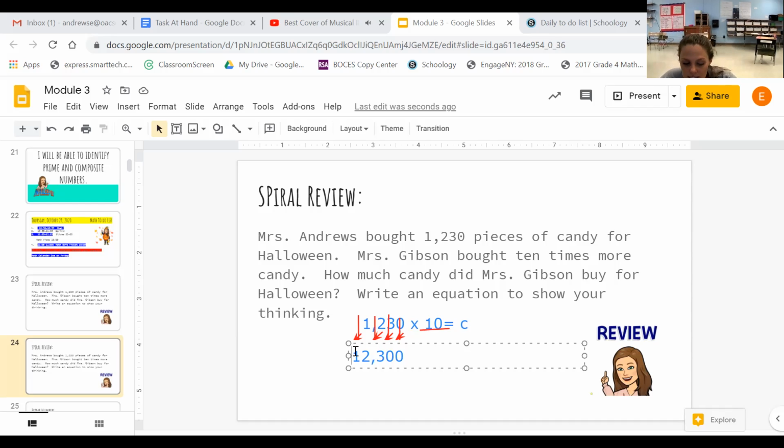So I would have C equals 12,300 pieces of candy. And I could say something like Mrs. Gibson has. So that's 10 times more. It's moving all of my digits one place value over. Awesome, nice job with the review.